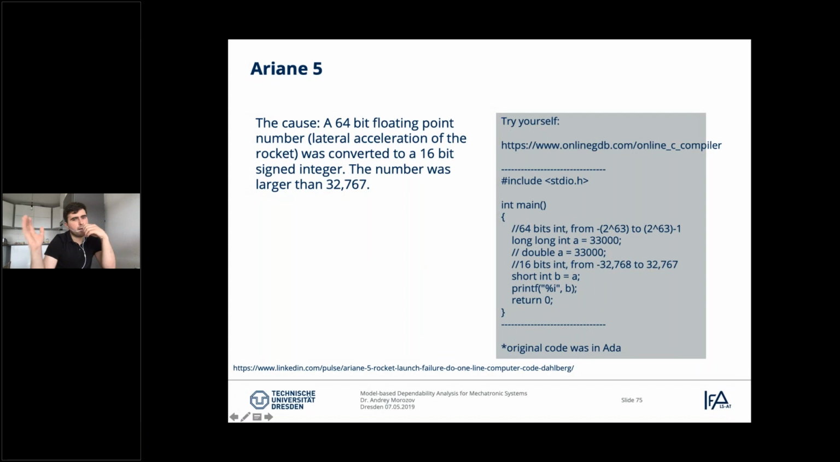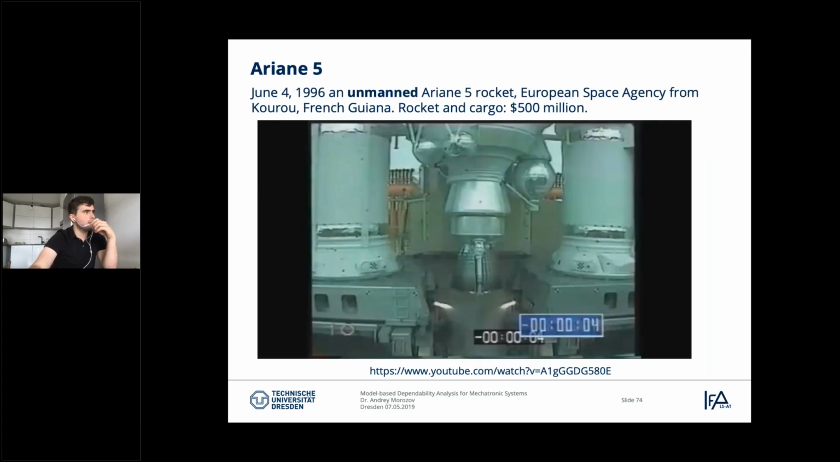So the rocket thought, okay, some readings become negative, and it started trying to correct it and then blew up. So this is an example of a software fault that has killed this very expensive rocket. And this was in 1996. You can imagine what can be done with a software system nowadays. I will show you some examples later.